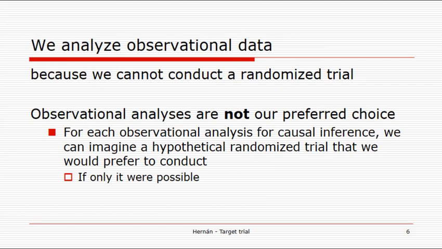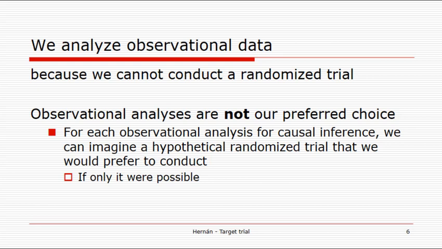Okay. So the point, and this is a very important point that I want to make, is that we analyze observational data because we cannot conduct a randomized experiment. If we could conduct a randomized experiment for the question that we are interested in, and we could do it now, we would do it, but we can't. So we can think of our observational analysis for causal inference as an attempt to emulate the randomized experiment that we would like to conduct, but we can't.